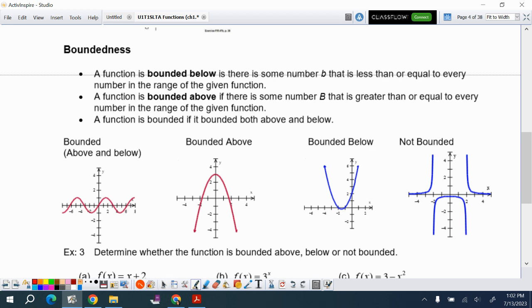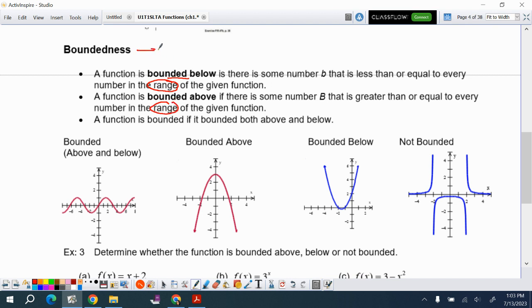In this video, I'm going to talk about boundedness and symmetry of a function. So first, let's take a look at the boundedness. What is a bounded below function, a bounded above function, or a not bounded function? Let's take a look at the definition. A function is bounded below if there is some number b that is less than or equal to every number in the range. That is the important word.